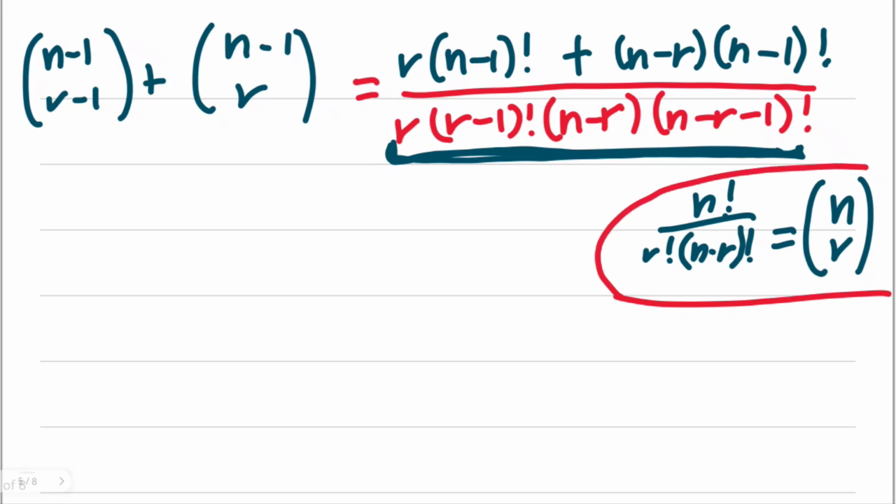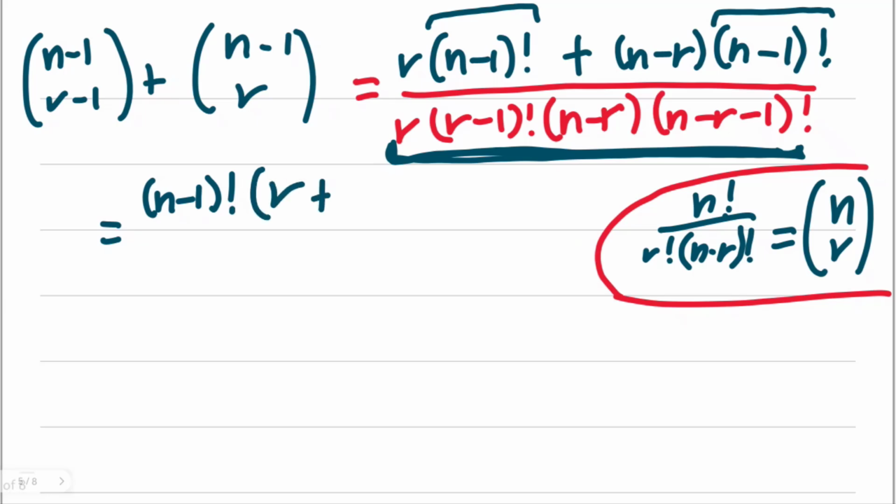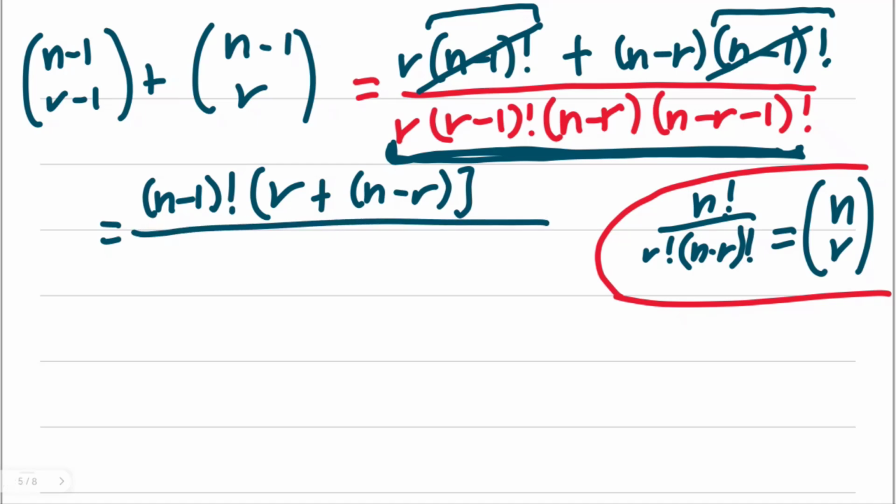So equal to, now look at what happened to our numerator. We have common n minus 1 factorial. So let's factor that. So you have your n minus 1 factorial. What remains here would be r plus n minus r, right? Sorry, no factorial by the way. Okay. As we factor this, you have r, that's correct. Factor that, you have n plus n minus r. All over. Now look at our denominator.